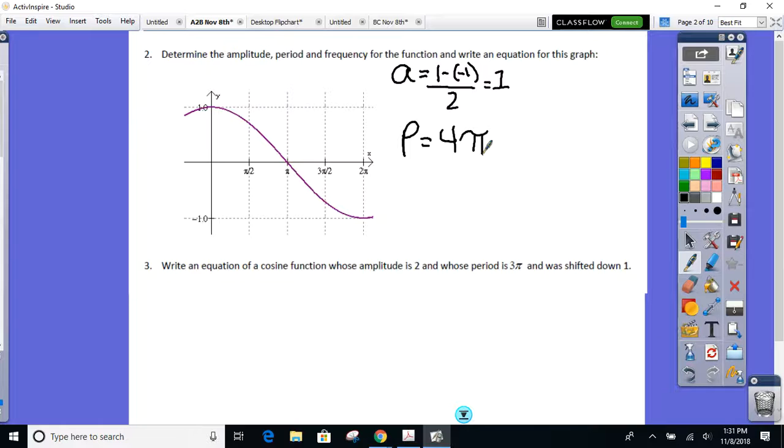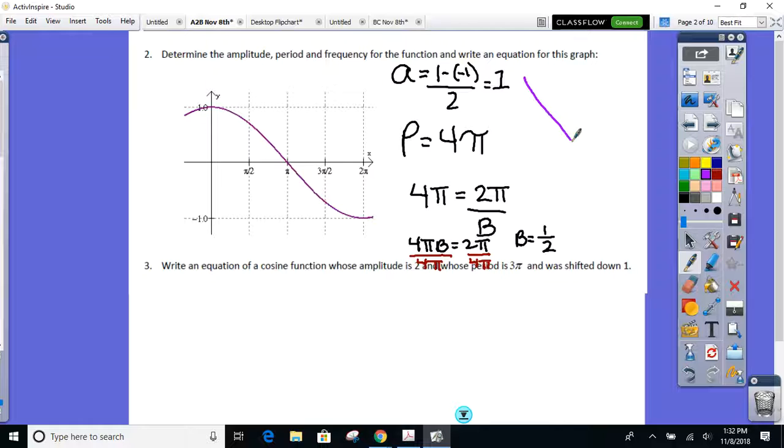Next up, use the period to find the frequency. 4 pi equals, what's the formula? 2 pi over b. Period equals 2 pi over frequency. How are you guys solving that? This will be the last time I solve it with you. Cross multiply, so you get 4 pi b equals 2 pi. All right, divide both sides by 4 pi. Pi's cancel out. What's the b value? 1/2.